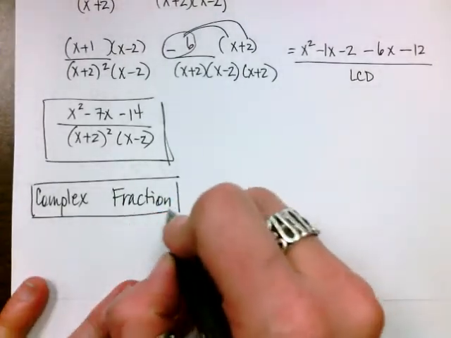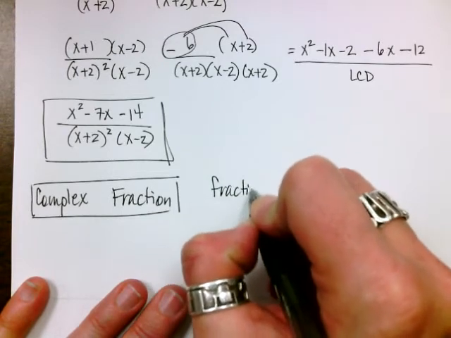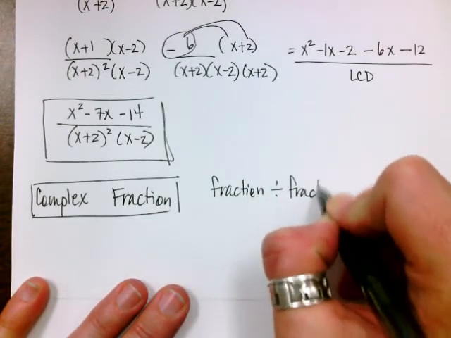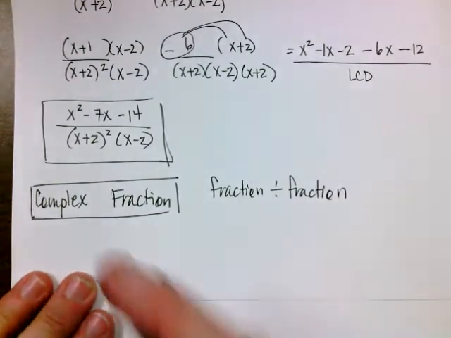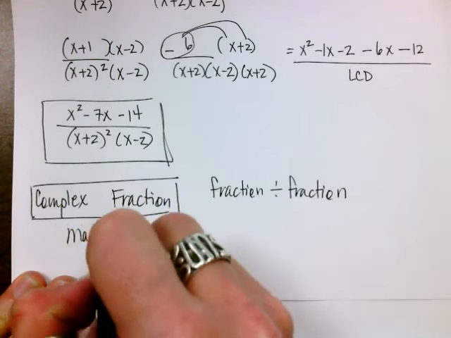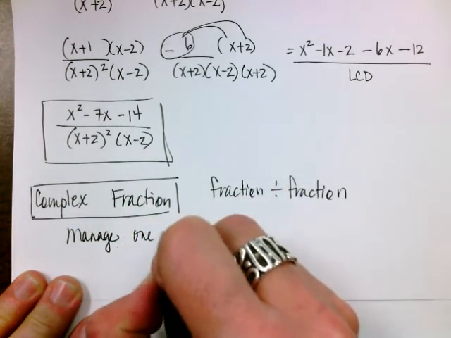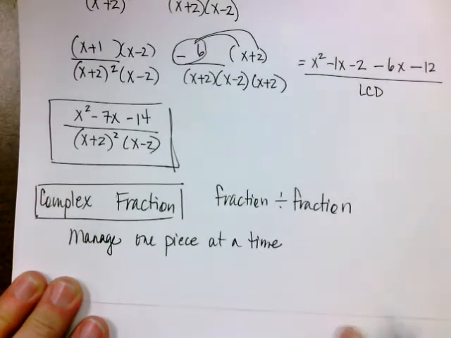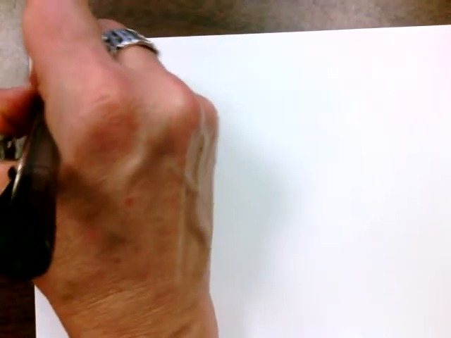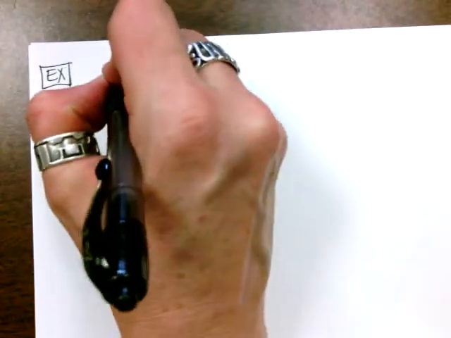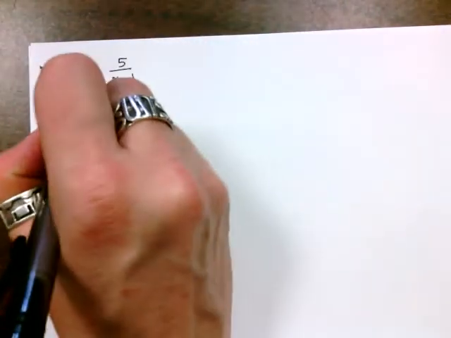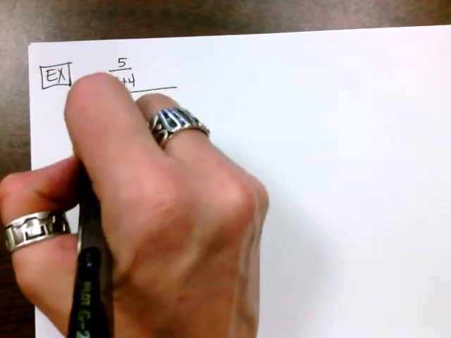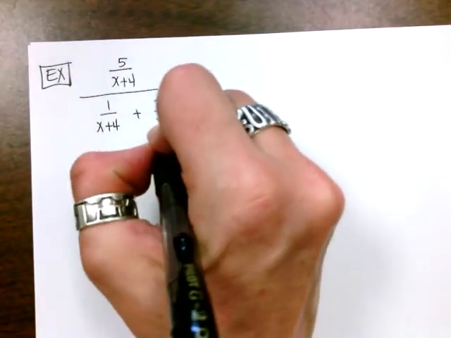So a complex fraction is a fraction divided by a fraction, okay? And the biggest thing that I can tell you to help with these is to manage one piece at a time. And usually by one piece at a time, I mean manage the numerator and then manage the denominator. All right, so let's show you what I mean. All right, so let's say I'm going to have 5 over x plus 4, and that's going to be over 1 over x plus 4, and then plus 2 over x.